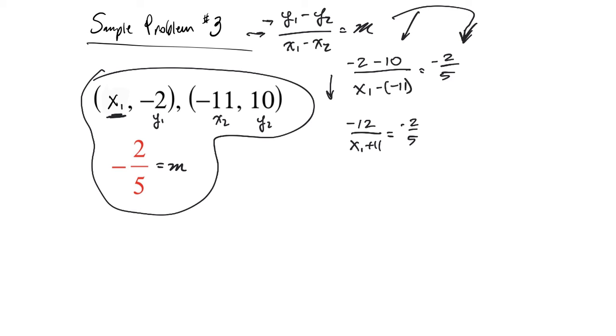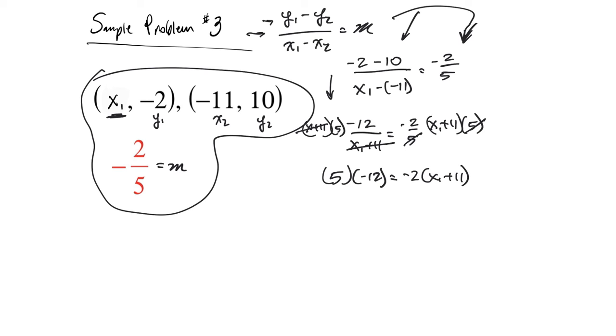Equals negative 2/5. So here's what I'm going to do. I'm going to multiply both sides by the denominators, both denominators. So I'm going to do x plus 11 times 5. What that does is this x plus 11 cancels out this denominator, and so I'm left with 5 times negative 12. This 5 cancels out that denominator and I'm left with negative 2 times x1 plus 11. Do you see why it's important to distribute and also know how to work with fractions? 5 times negative 12 is negative 60. Negative 2 times x1 is negative 2 times x1. Negative 2 times positive 11 is negative 22.